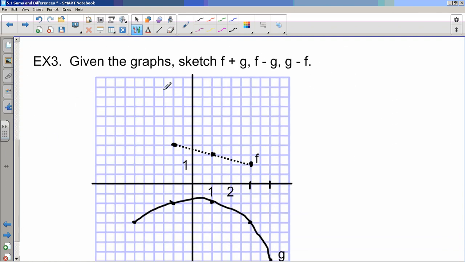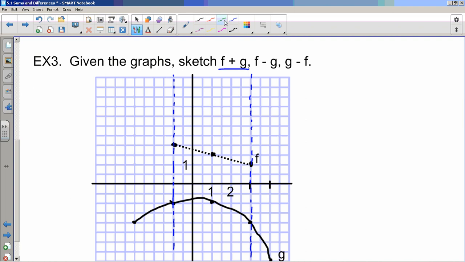One thing I want to point out is, where is my combination graph? I'm going to do this one in blue. Where is it going to exist? Well, these combination functions are only going to exist where both functions are defined. So you see this bit, we just ignore it because f isn't defined there. Okay, dandy.